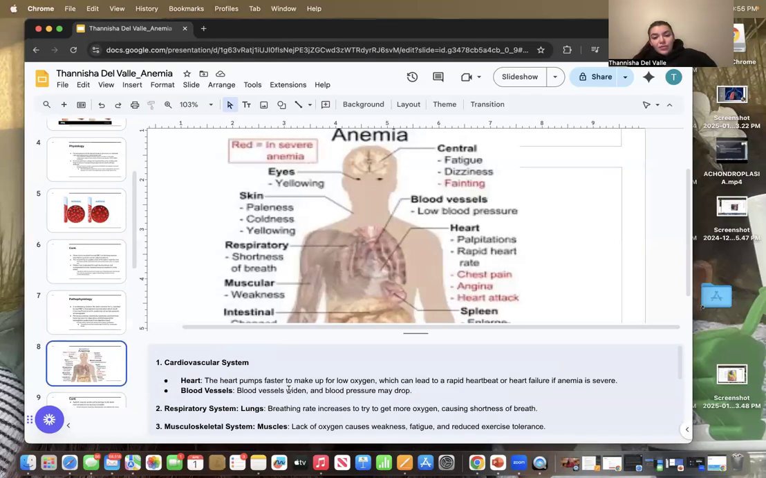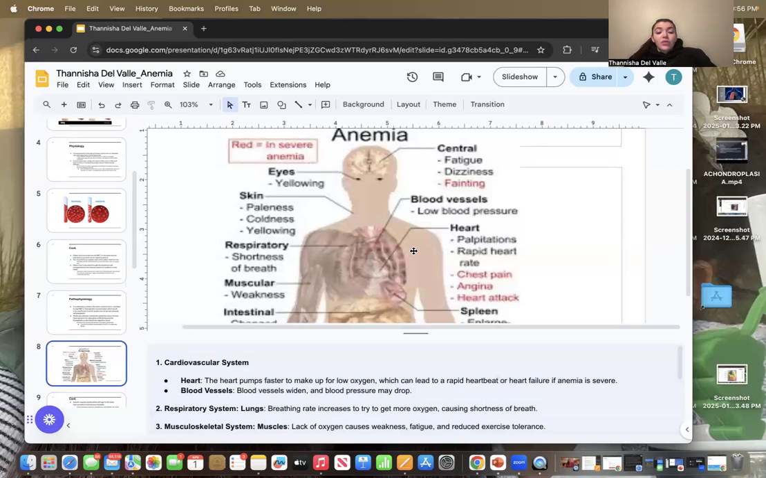Again, these are some symptoms of what we can see with anemia. With the central nervous system, you would see fatigue, dizziness, or possibly even fainting in the most severe cases. In the cardiovascular system, you would see low blood pressure, palpitations, increased heart rate, chest pain, angina, and even a heart attack. The heart pumps faster to make up for the low oxygen, which can lead to a fast heartbeat or heart failure if anemia is severe.